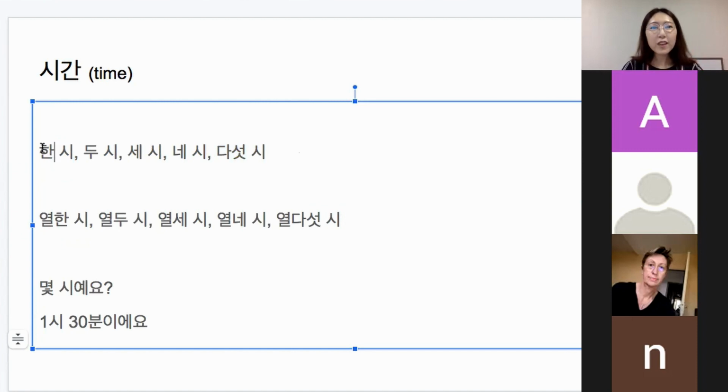So we just add after the number. 1 is 한, time is o'clock, 시. So 1시 is 1 o'clock. 1시, 2시, 3시, 4시, 5시. I'll read one more time. 1시, 2시, 3시, 4시, 5시.